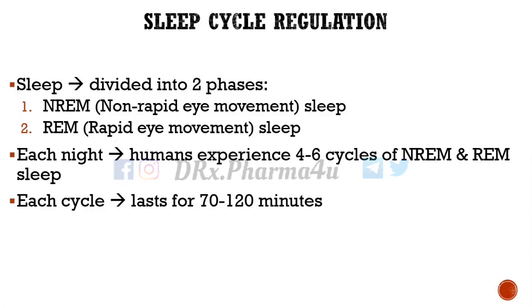So each night, humans experience 4 to 6 cycles of NREM and REM sleep, and each cycle lasts for 70 to 120 minutes. If you are multiplying 70 to 120 by 4 to 6, for example, each cycle lasts for 70 minutes and you had 6 cycles of sleep. So 70 into 6 is 420. And if you calculate how many hours 420 minutes is, it is equivalent to 7 hours.